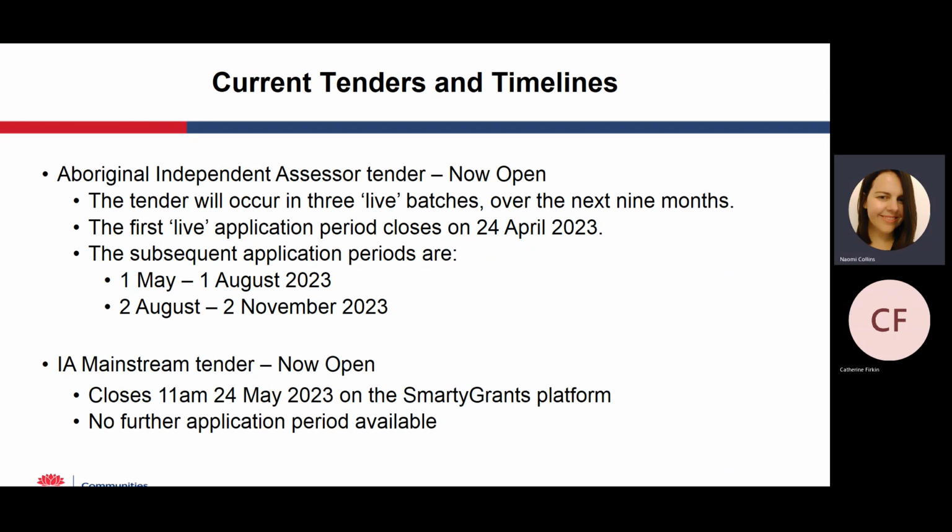DCJ is currently hosting two tenders for the Independent Assessor Panel, the Mainstream Independent Assessor Tender, and a separate tender targeting Aboriginal sole traders and organisations. The Aboriginal Independent Assessor Tender will be open over a period of 9 months with three separate application periods. The Mainstream Tender is currently open and closes at 11 a.m. on Wednesday, the 24th of May, 2023 on the Smarty Grants platform. No further application periods are available for this Mainstream Tender.